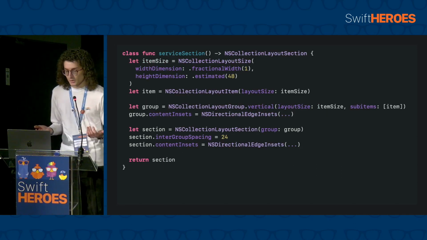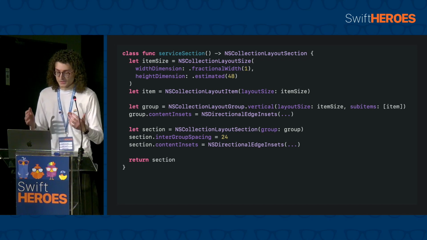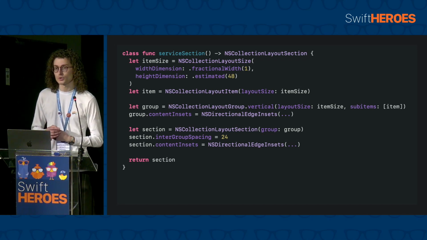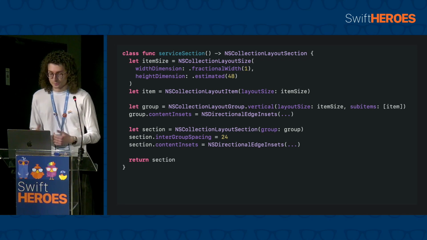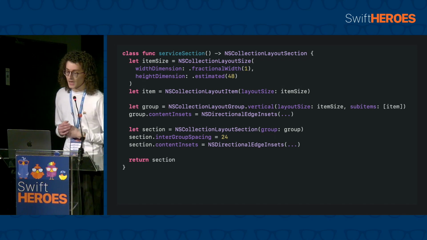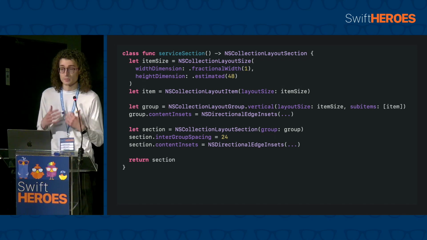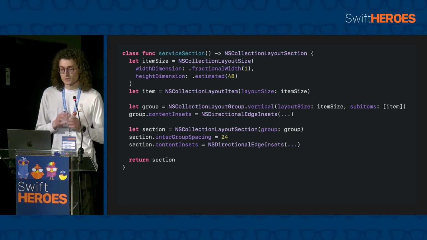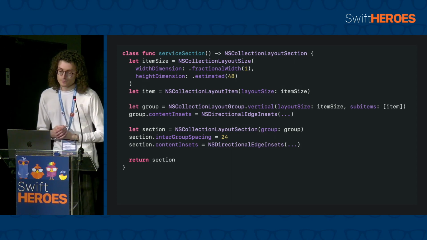Then we will create a layout, and as I said before, this is a completely custom layout. We won't use the list APIs, and we will use custom views for our cells. So in this case, we specify a layout size where the height is an estimated height. And this is going to be important later on.